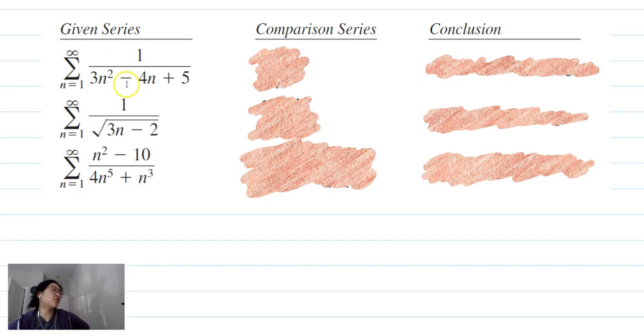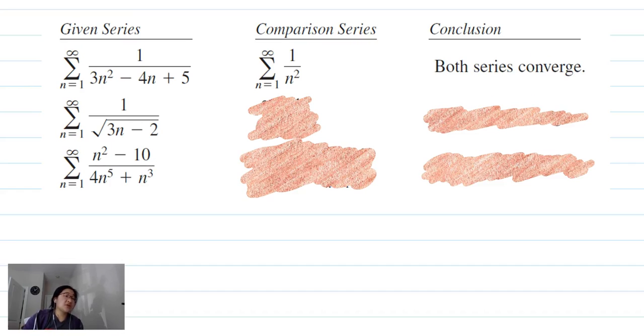It looks kind of quadratic, but what's helpful to compare this to? Something a lot simpler, like just a p-series where we have n squared, right? And so this comparison series converges, and if you're looking at the limit of the ratios of these terms, then you're going to get a finite positive number, so both of those series converge.